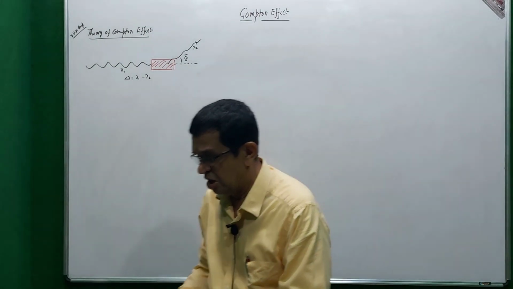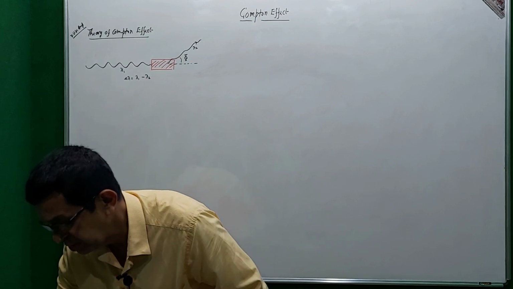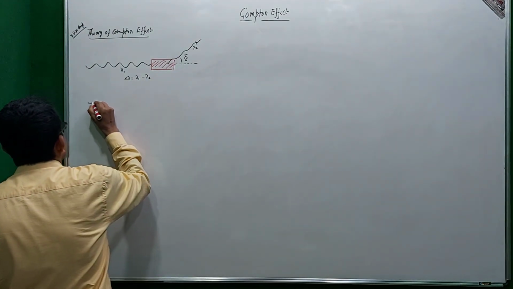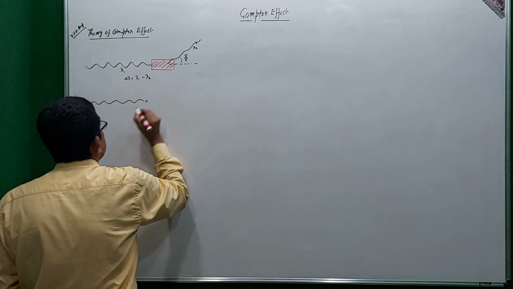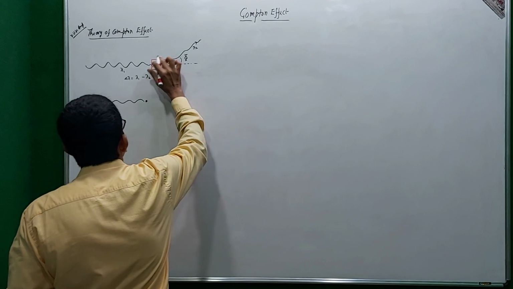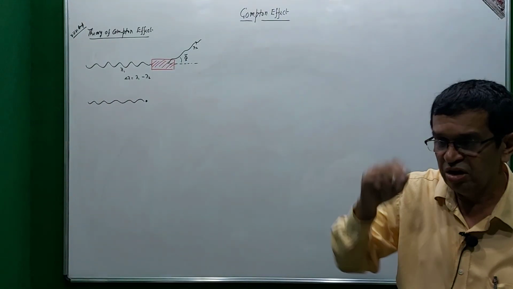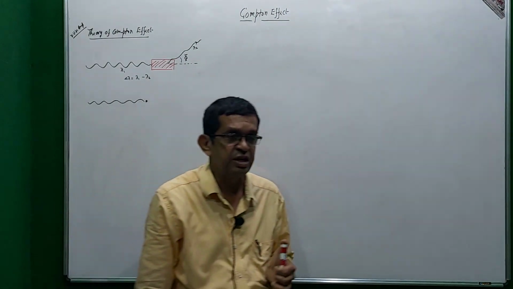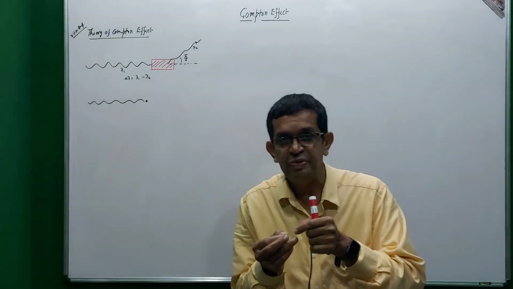Now, to explain the whole phenomenon, Compton used the quantum theory, where he imagined a collision between an incident photon and an electron, and this substance contains a large number of electrons. As you recall, to explain the photoelectric effect, Einstein used the idea that the photon makes a collision with the electron.